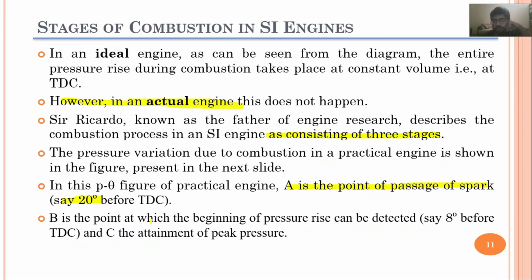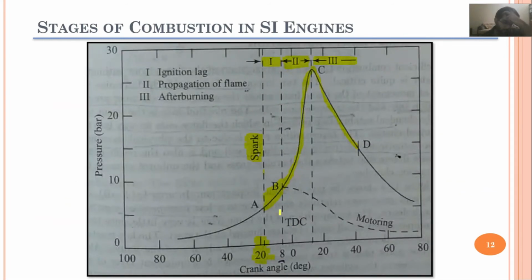B is the point at which the beginning of pressure rise can be detected, about 8 degrees before reaching the top dead center, and C is the point where the peak pressure has been attained. From 8 degrees you can see the rapid pressure rise has occurred, and that is because of the propagation of the flame.